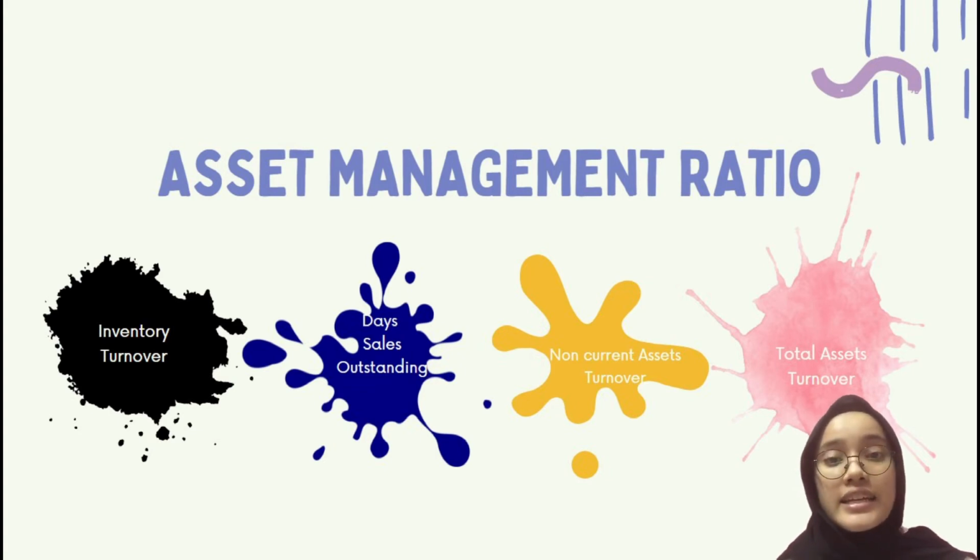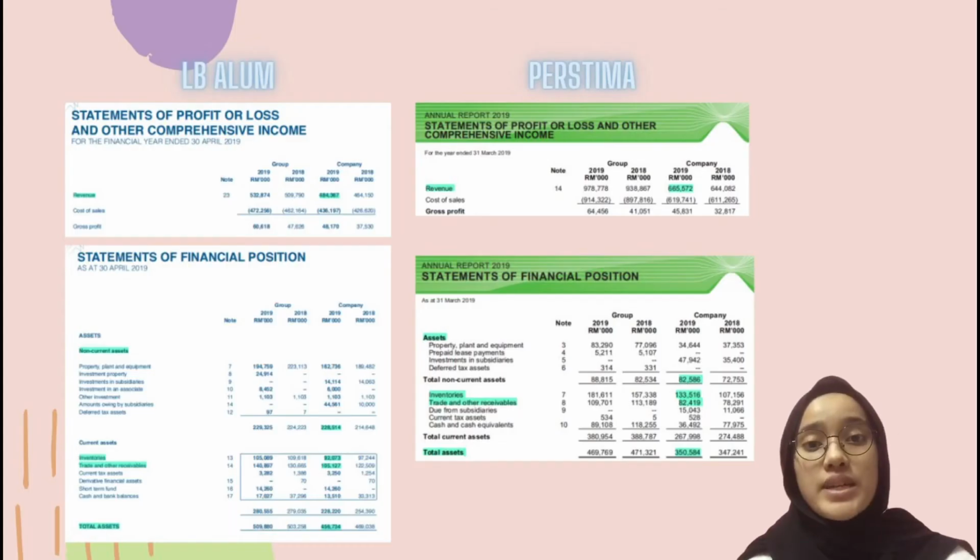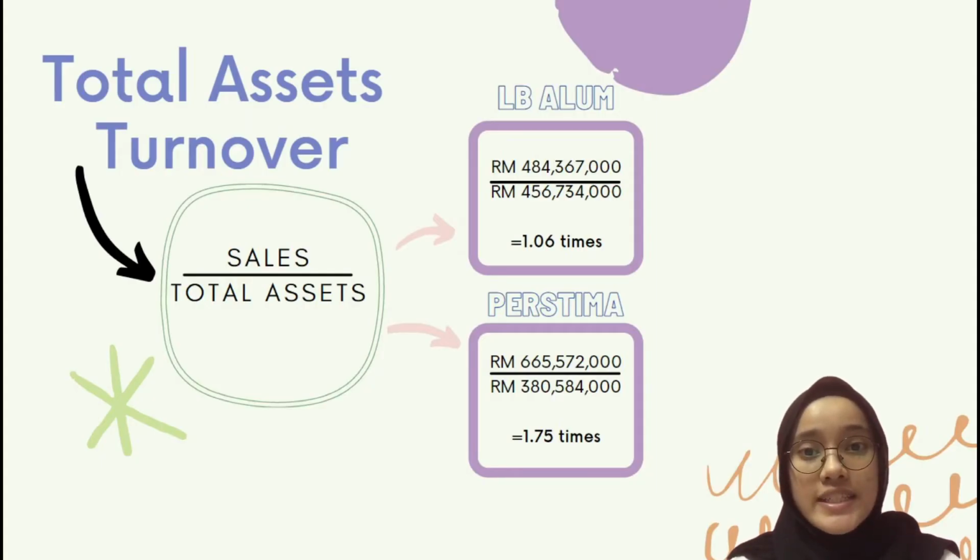Asset management ratio is a simple system that helps the company to keep track of all of their assets, and it helps the firm to measure how effectively that company is managing its assets in order to generate sales. This ratio also shows us the efficiency in collecting the debts. This information we can get from the statement of financial position and also the statement of profit or loss of the company for that year. For today, I will explain two asset management ratios, which are total assets turnover and also days sales outstanding. So I will proceed with total assets turnover first.